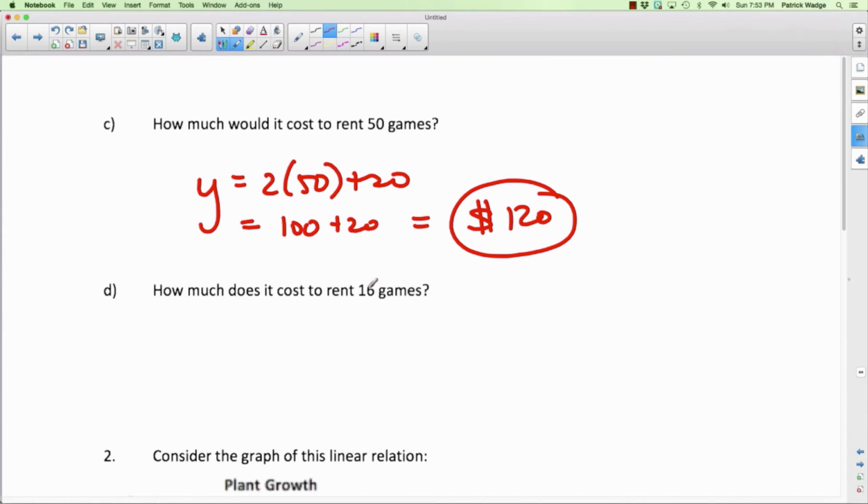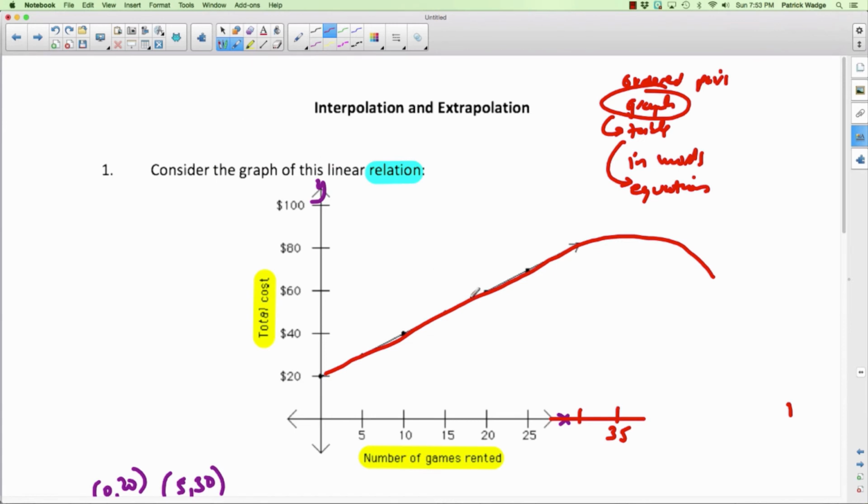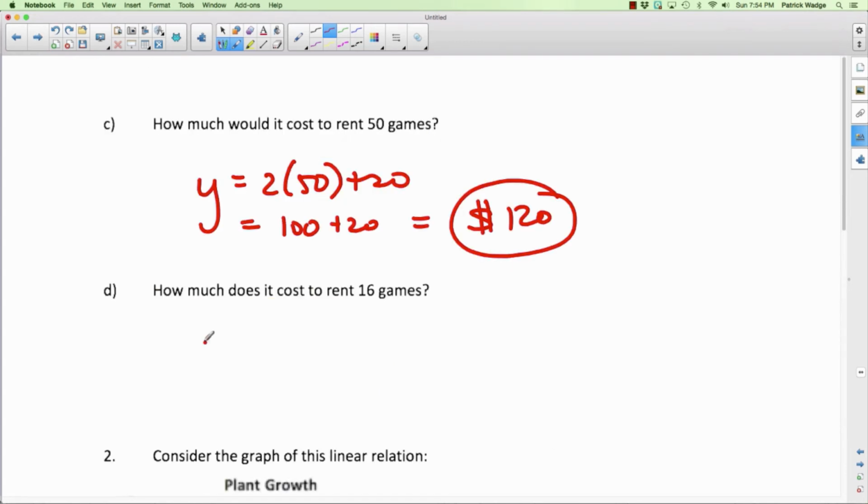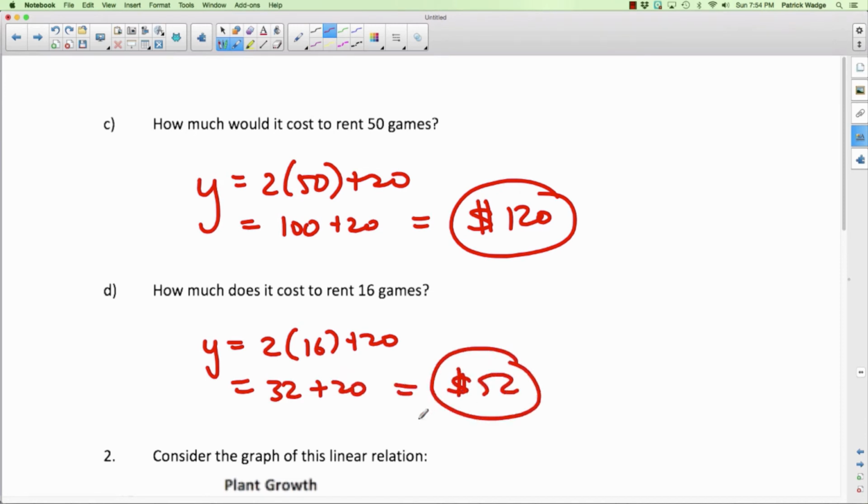Okay, how much does it cost to rent 16 games? Well, 16, that is within our graph here, right? 16 lies right around here. If I go straight up from there and then over, it looks like it's just going to be a little bit more than 50. Maybe 51, 52. That's a good estimate. If you want to really calculate it, you could put 16 into here. Why don't we do that? y equals 2 times 16 plus 20. 2 times 16 is 32. Add on the 20, you get $52. Is that what I estimated? I actually can't remember. Did I say 51, 52? I think I might have.